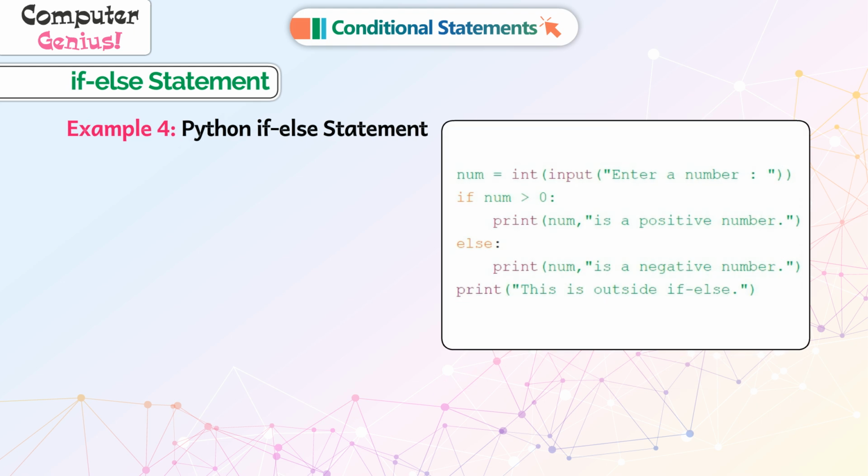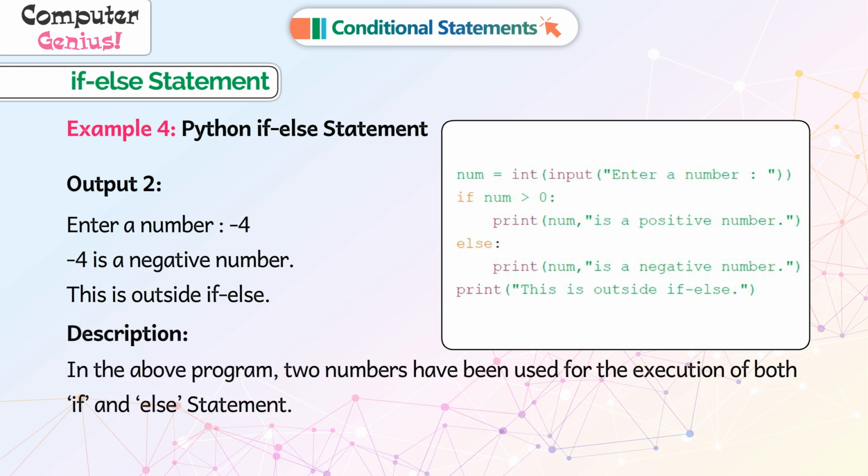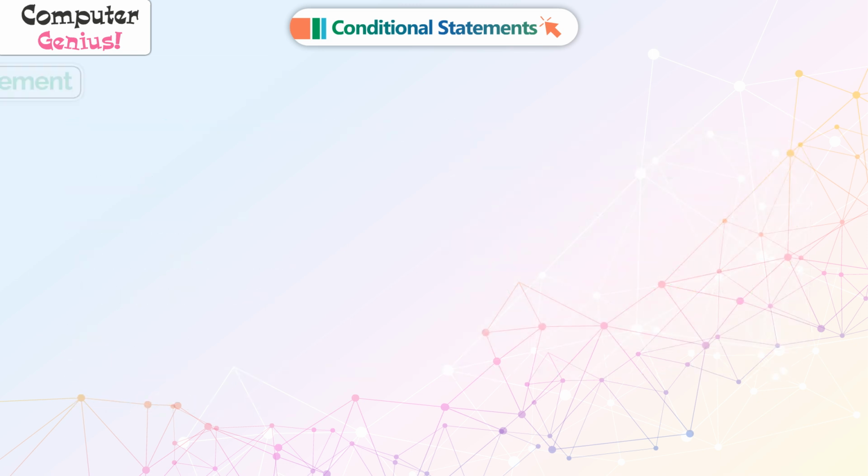Example 4. Python if-else statement. Output 1. Enter a number: 12. 12 is a positive number. This is outside if-else. Output 2. Enter a number: -4. -4 is a negative number. This is outside if-else. Description. In the above program, two numbers have been used for the execution of both if and else statements.